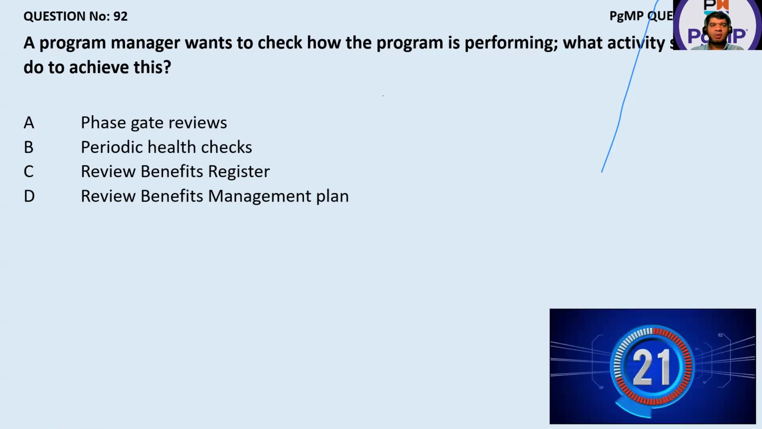Abdullah, read the question again. The program manager is doing the activity. A program manager wants to check how the program is performing. What activity should he do to achieve this? Abdullah, why A?